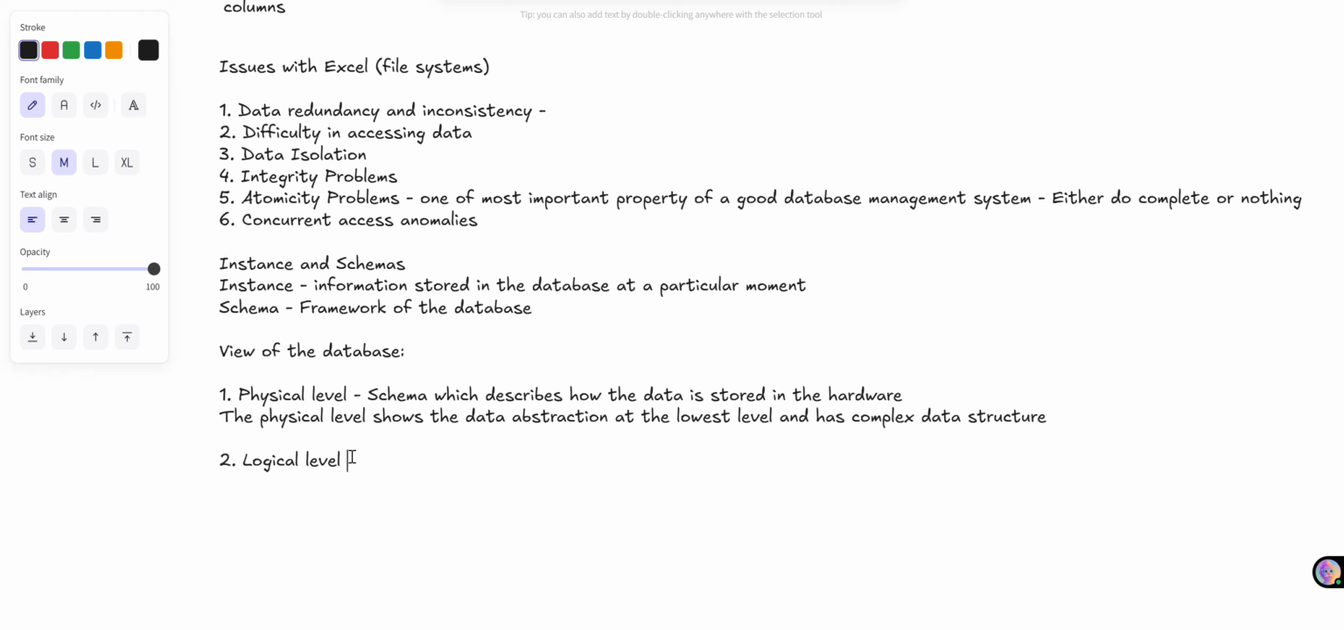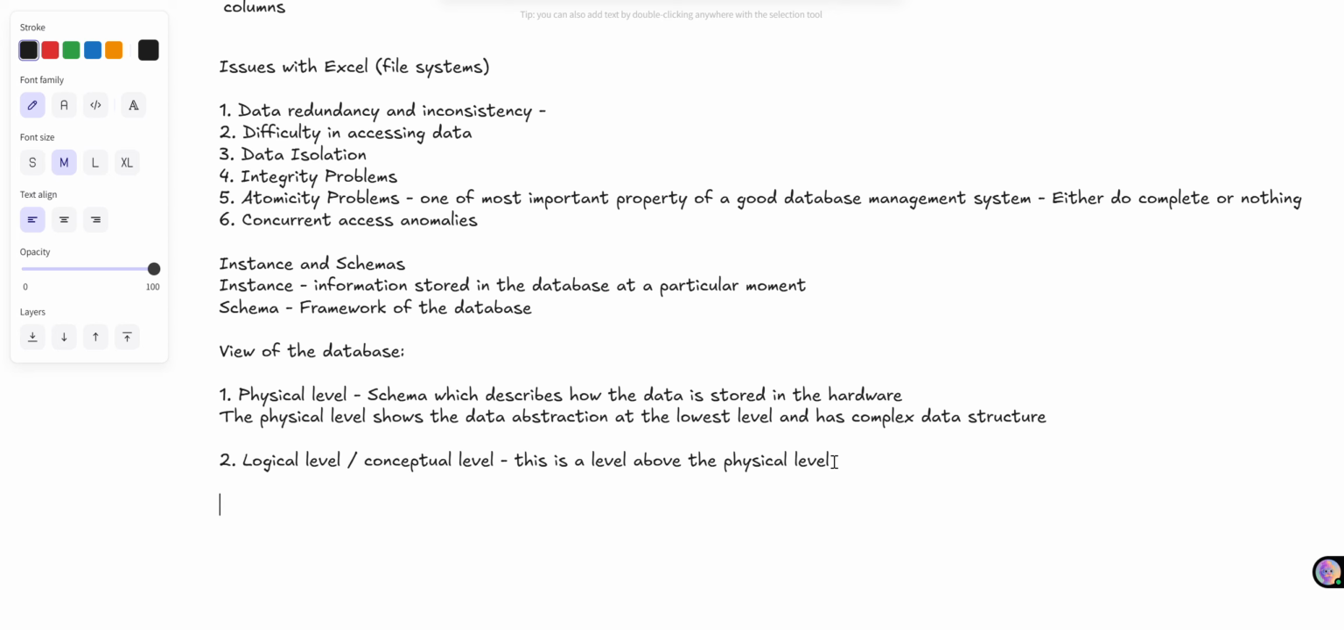Now, what is the logical level? This is a level above the physical level. Here data is stored in the form of entity sets, entities and their data types, like the simple SQL thing. Whatever you do is at the logical level, which is also called the conceptual level. The hardware thing is the physical level, the software thing is the logical level. This is the best way I can describe it.